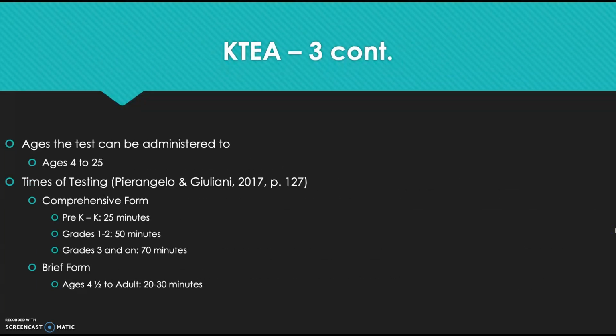This assessment is able to be administered to students from the ages of 4 to 25. There are two forms of this, the comprehensive form and the brief form. The comprehensive form, for pre-K to kindergartners, the test is about 25 minutes long. Grades 1 and 2, the test is about 50 minutes long. Then from the 3rd grade on, the test takes 70 minutes.